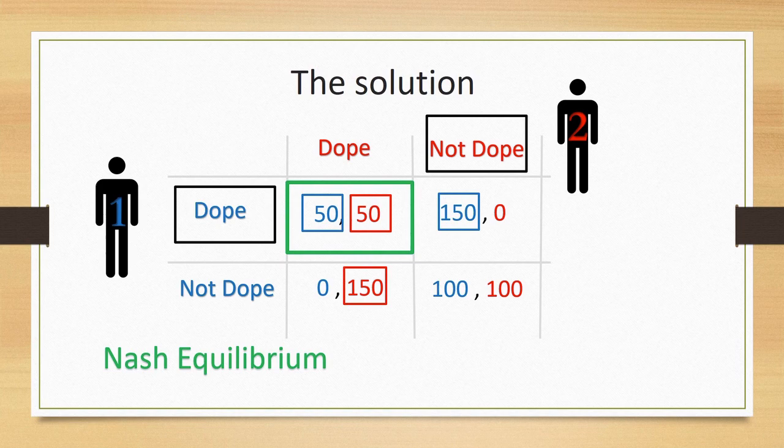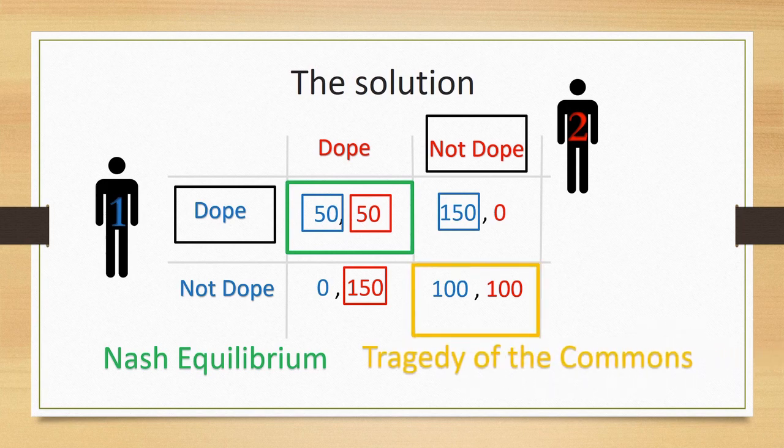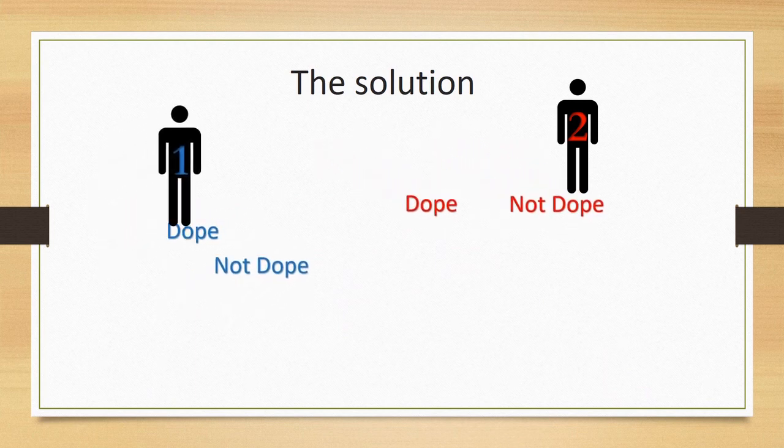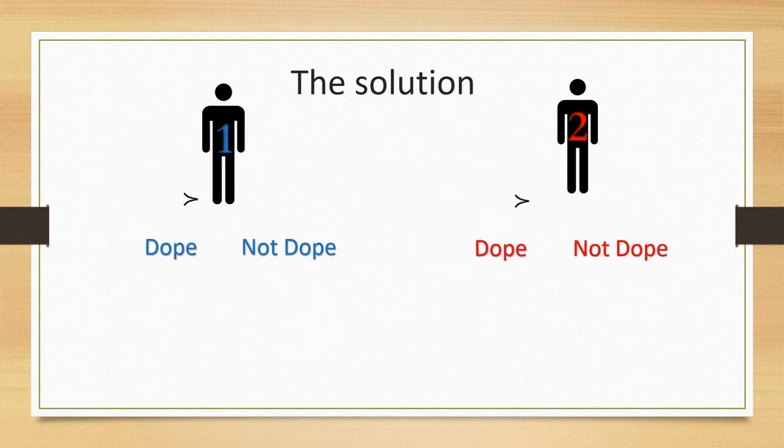Dope-dope is a Nash equilibrium, as neither athlete can gain by a unilateral change of strategy. Individually, both athletes are worse off than if they were to both not dope. This is an example of the tragedy of the commons. Because the payoff for doping is greater than the payoff for not doping, despite what the other athlete chooses, each athlete has a strictly dominant action of doping. This type of game is referred to as the prisoner's dilemma game.